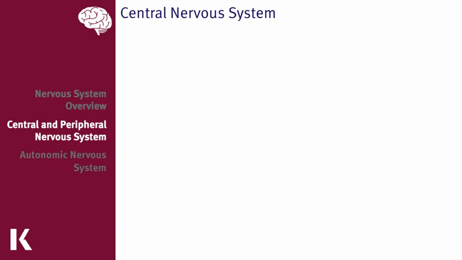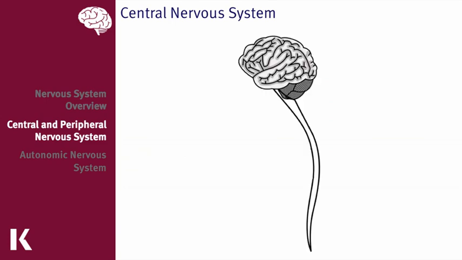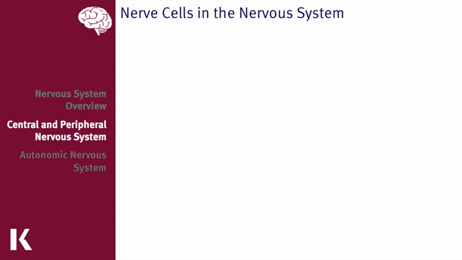For the purposes of this particular review, all we really need to know about the central nervous system is that we have a brain and a spinal cord. You'll certainly want to know a lot more about the organization of the brain for test day, but for now, this is plenty. There are three types of nerve cells in our nervous system.